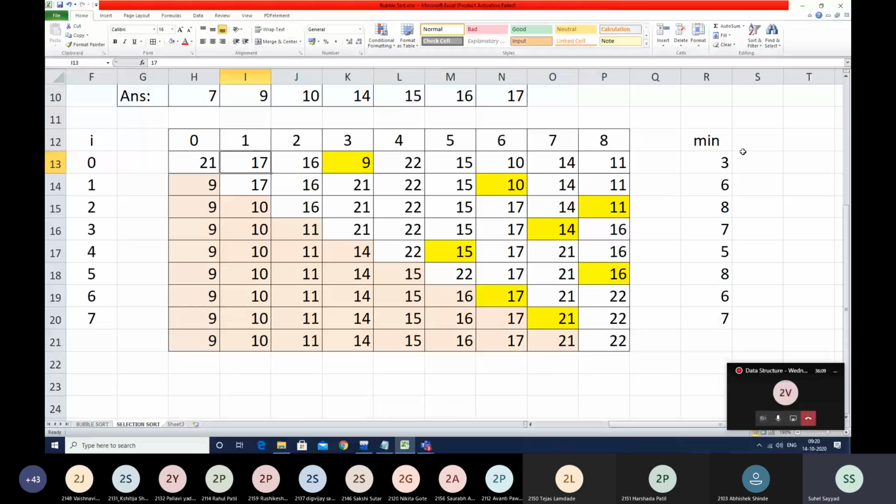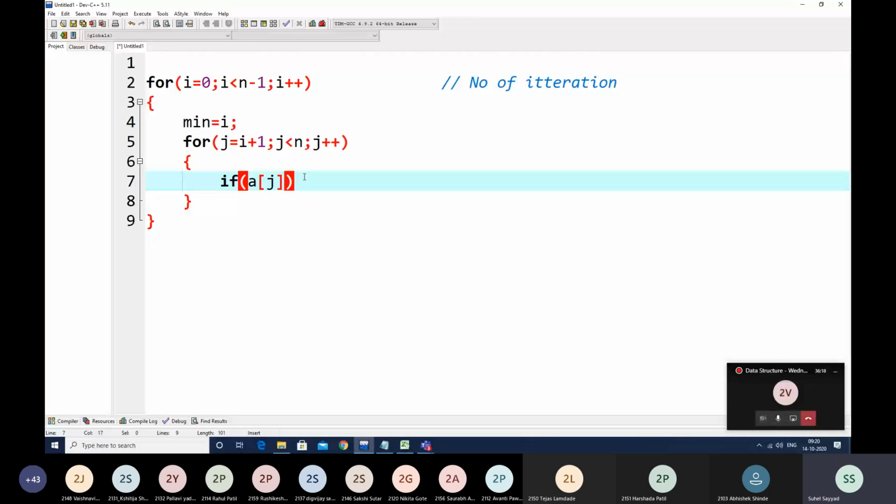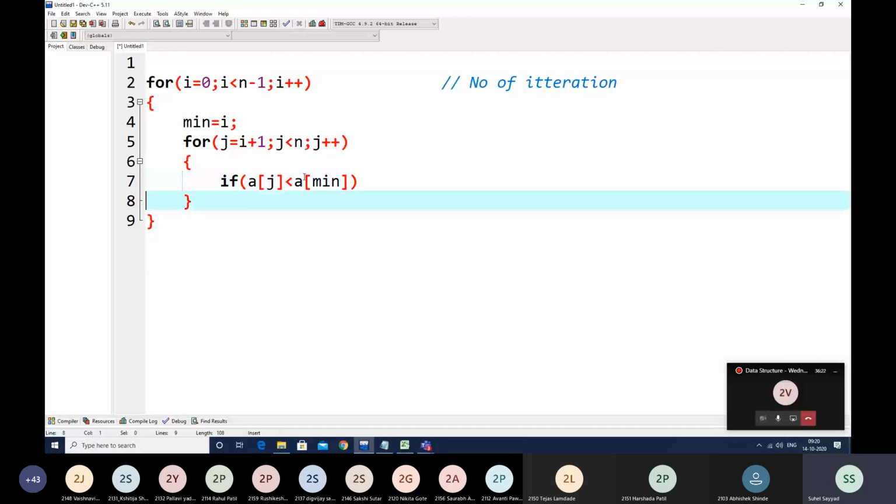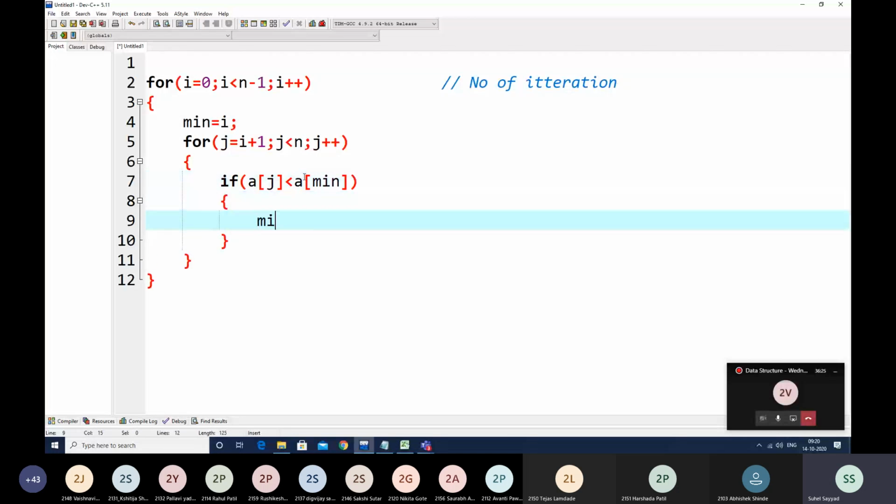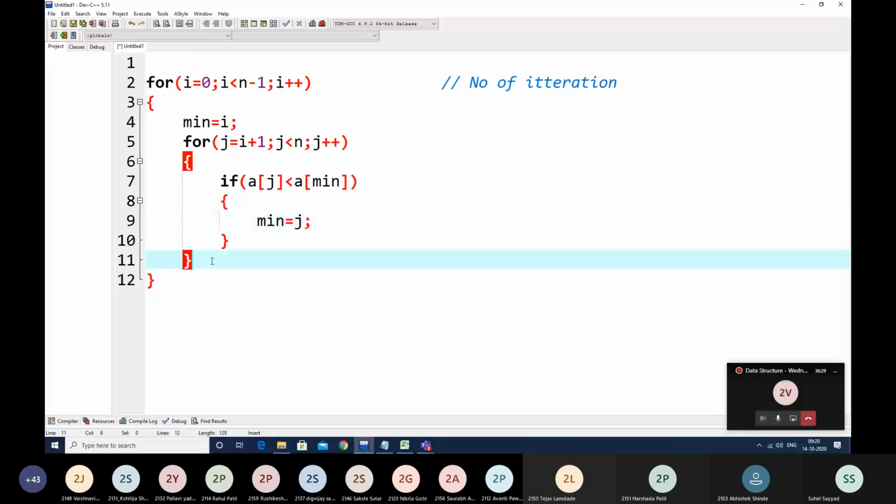So how will the code look? Here we'll check if a of j is less than a of min. If the number that you check is a smaller number, then you are going to update the value of min. Is this for loop understood, my dear students?